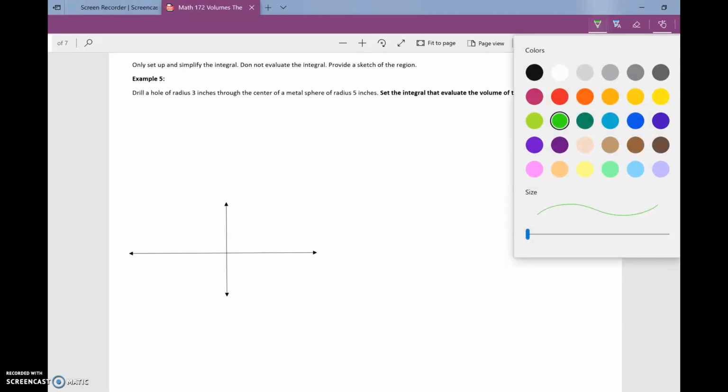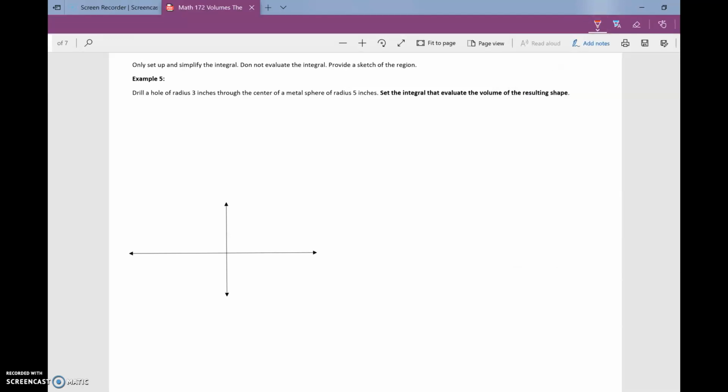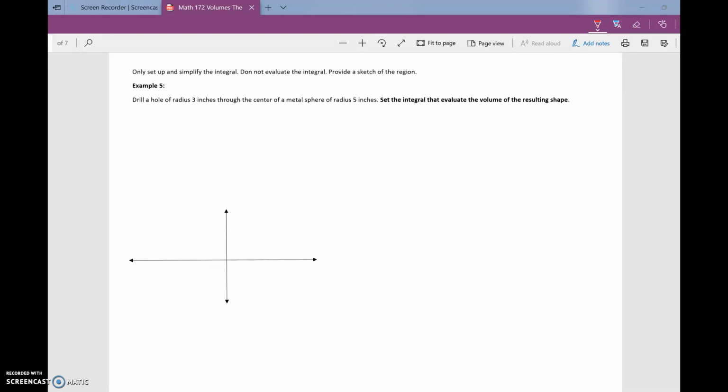Hi class, let's take a look at this problem. The good news is all they want us to do is set up the integral, simplify it as much as we can, but not actually evaluate. There's a couple of pieces of this problem that you could set up in different directions because we're not given specific instructions. So you're given that you technically have a sphere.